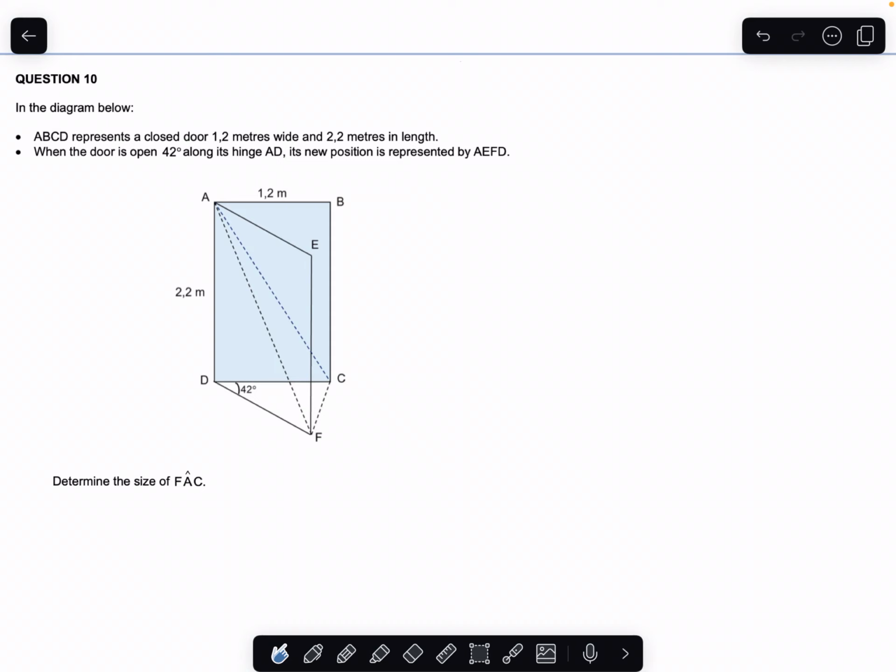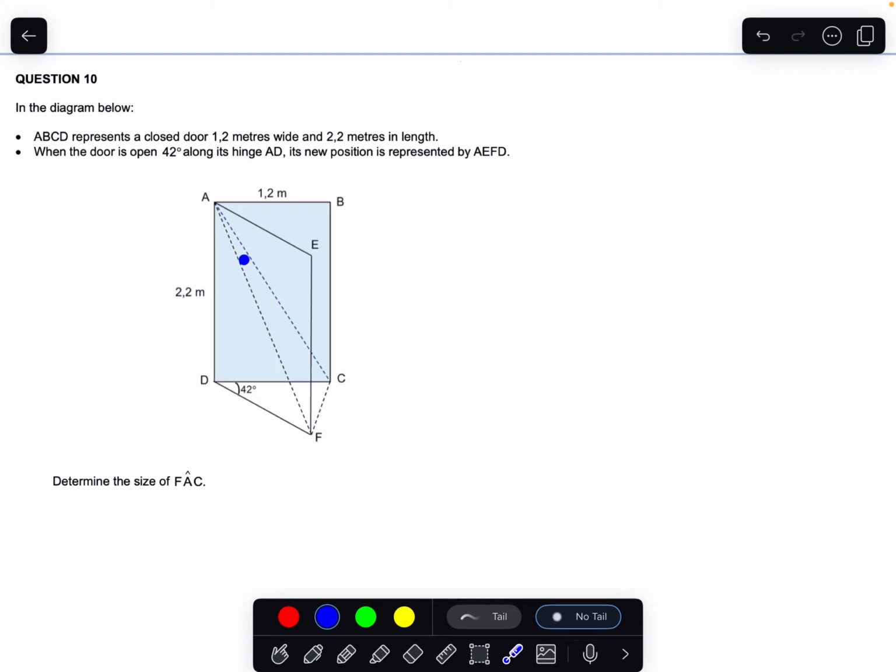We are looking at question 10 of IEB November 2022, paper 2. In the diagram below, ABCD represents a closed door 1,2 meters wide and 2,2 meters in length. When the door is open 42 degrees along its hinge AD, its new position is represented by AEFD. Determine the size of FAC. So that angle there.